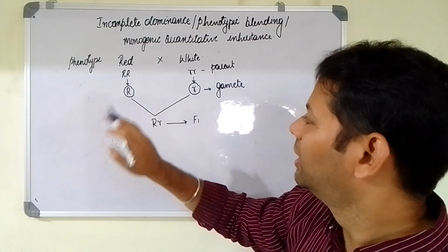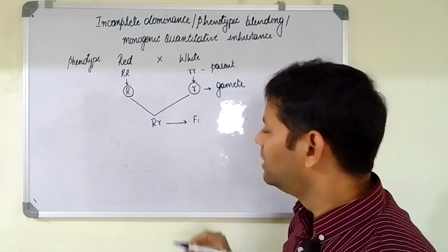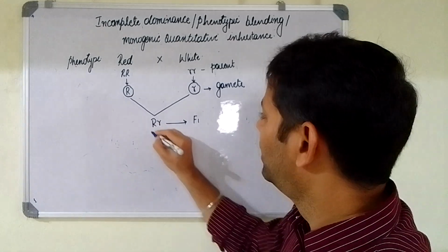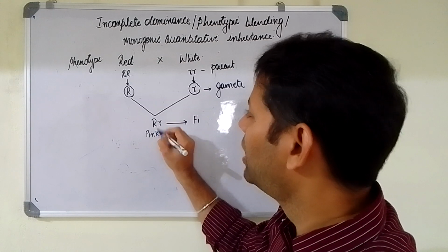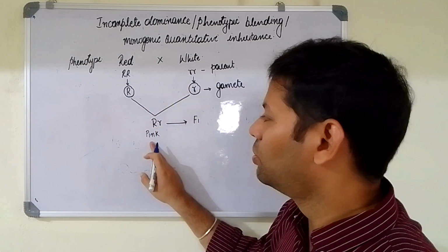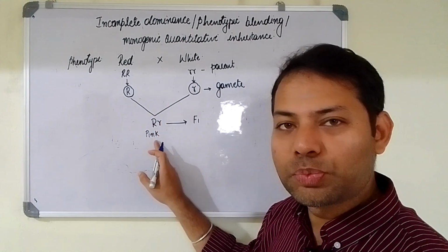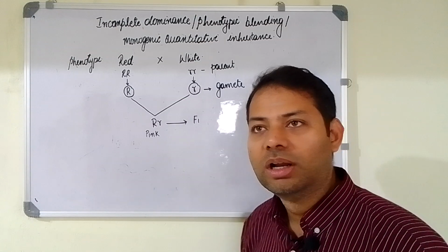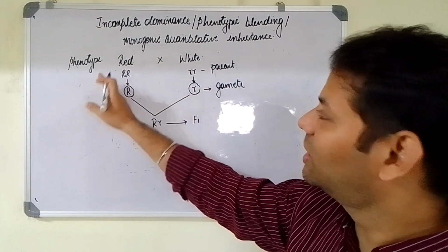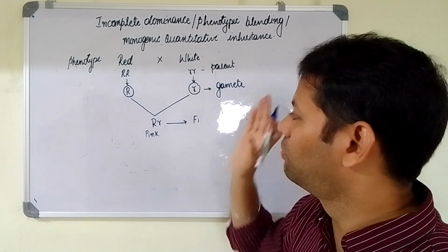Now, here what happened is, to the surprise of Carl Correns, in the F1 generation he identified a third phenotype which is not resembling any of the parents, and the third phenotype that he observed in the color of the flower is pink. So what did he identify? He identified pink color flower after crossing a homozygous red color flower plant with a white color recessive plant.